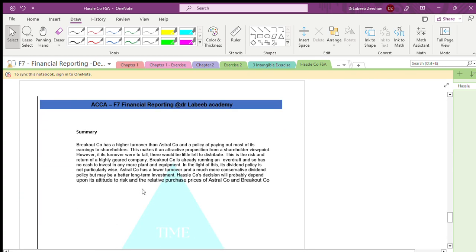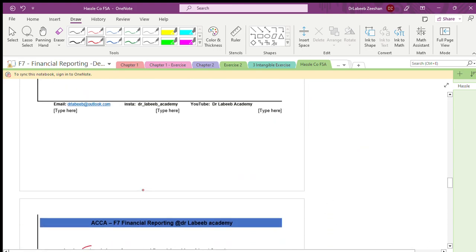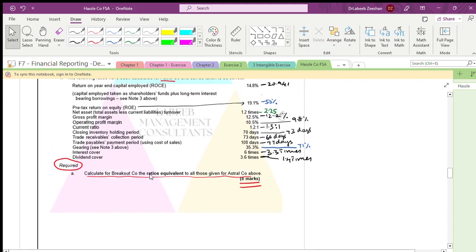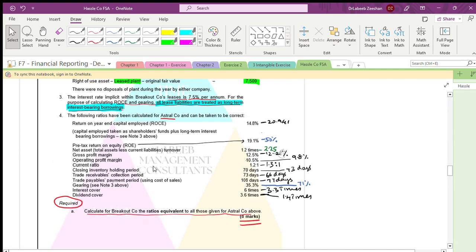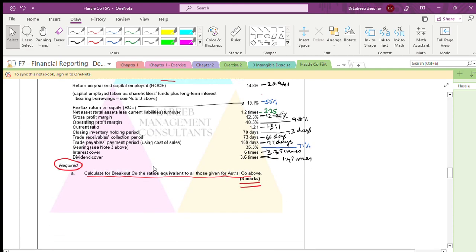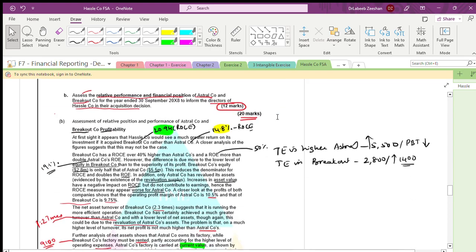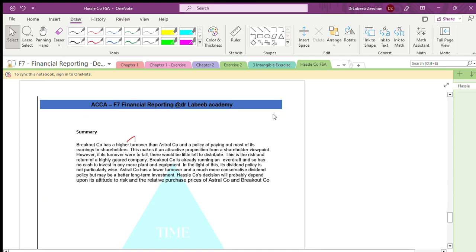Next, we are talking about Breakout having a higher turnover than Astral. Turnover in terms of what? In terms of inventory. Fine. In terms of inventory, what turnover have we calculated? We have calculated return on capital employed, trade interest coverage ratio, dividend, closing inventory, net assets. See, 1.2 and 2.25. Higher turnover is how much? Breakout is 2.25 times, whereas Astral is 1.2 times.